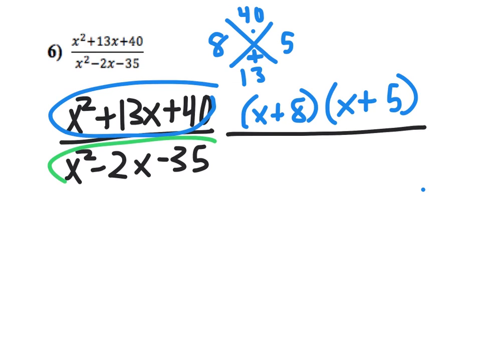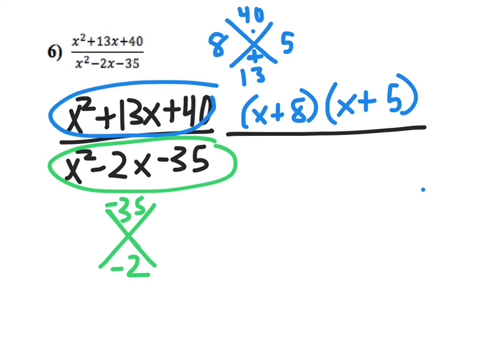This one, we're going to factor the same way. We're going to use our x method again. This time, I'm looking for something that multiplies to negative 35 and adds to negative 2. That one is going to be negative 7 and a positive 5. Negative 7 times 5 gives me negative 35. Negative 7 plus 5 gives me negative 2. So my denominator is going to be x minus 7 and x plus 2. Or excuse me, plus 5.